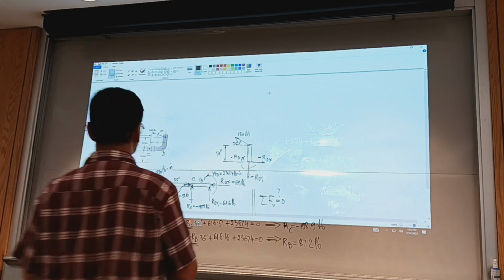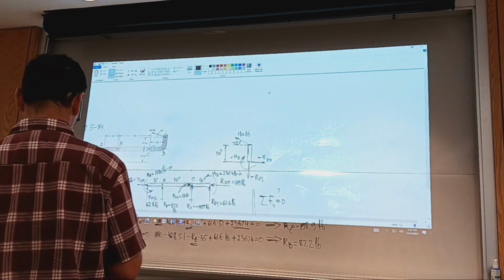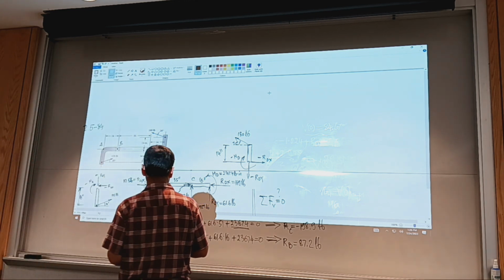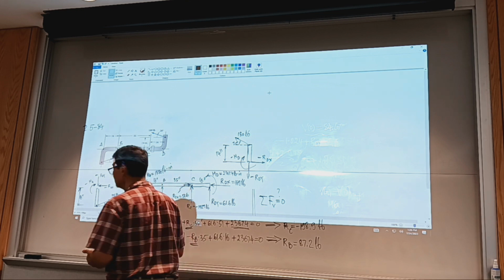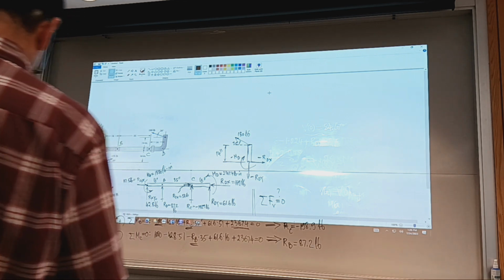Let's try this one again. I think on the sum of moments around B, I see 42.8. I think that's a 10, and it should be 16. Yes, and I took it as 10. That's where it's coming from. Yeah, I took the 16 like a 10. Thank you. Okay, yeah, all right, well.